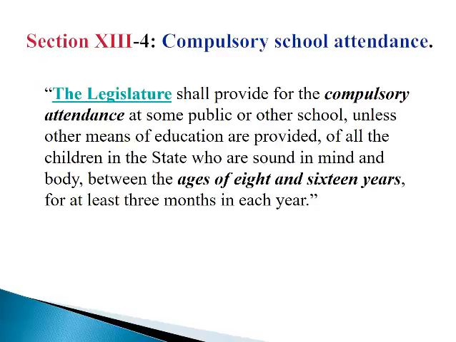13-4, talking about compulsory attendance, the legislature shall provide for the compulsory attendance. In other words, attendance is mandatory by law at some public or other school unless other means of education are provided. All the children in the state are in sound mind and body between the ages of 8 and 16 years for at least 3 months. Well, that was what the legislature originally said, and of course now we know that has changed. But keep in mind that that was the original Constitution, 3 months a year between the ages of 8 and 16 back in 1907.